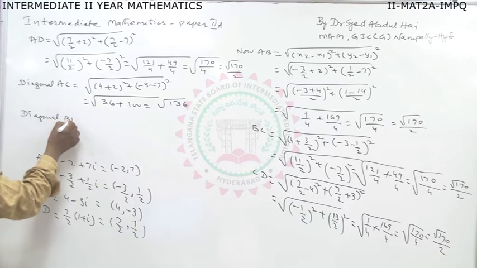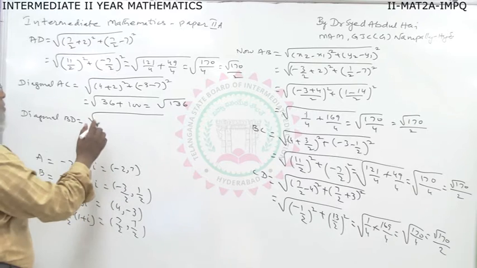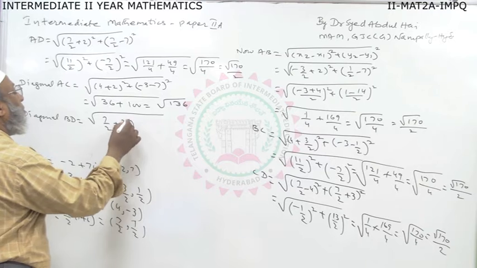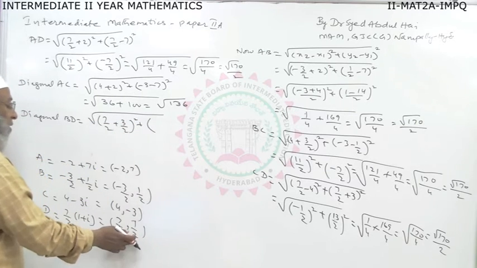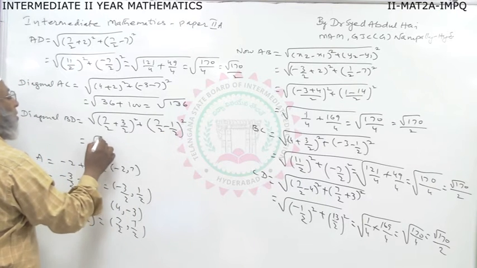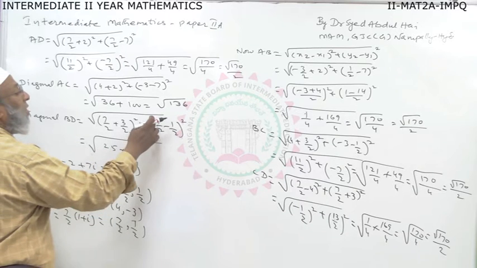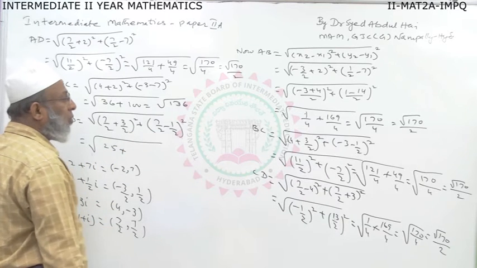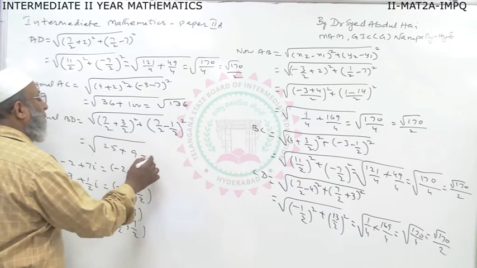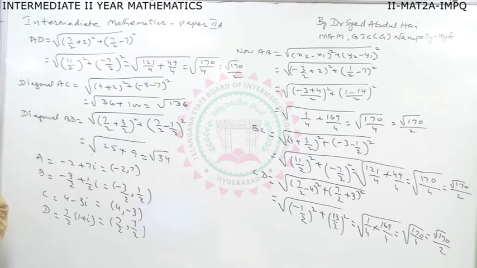diagonal BD is equal to root of 7 by 2 plus 3 by 2, plus 7 by 2 plus 1 by 2. 7 plus 3 is 10, 10 by 2 is 5, 5 square is 25, plus 7 minus 1 is 6, 6 by 2 is 3, 3 square is 9. So, 25 plus 9 is equal to 34, right?